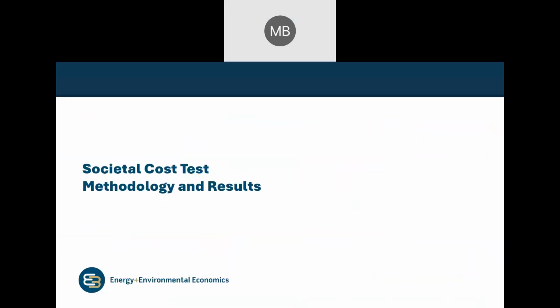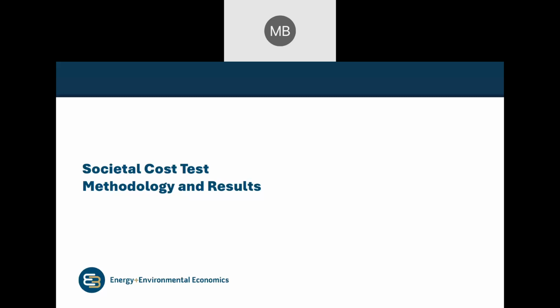So we can move on to the societal cost test results. Great. We are almost there. Thank you all for still hanging out here with us. This is the last section, and it is also a new addition to the ACC in 2024. Starting in this cycle, both the electric and gas models will include a societal cost test perspective, and the user will be able to toggle between the TRC and the SCT.